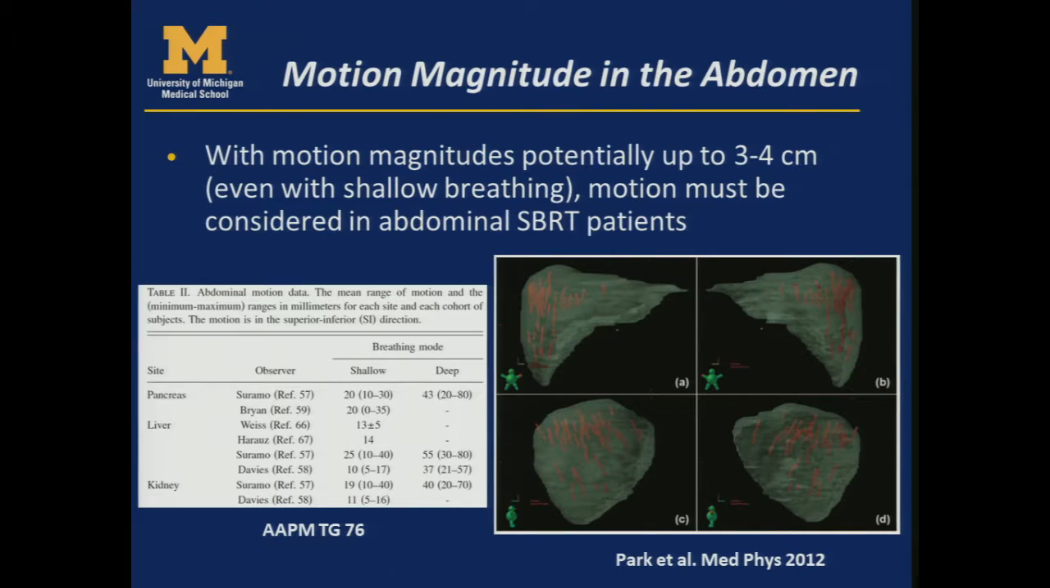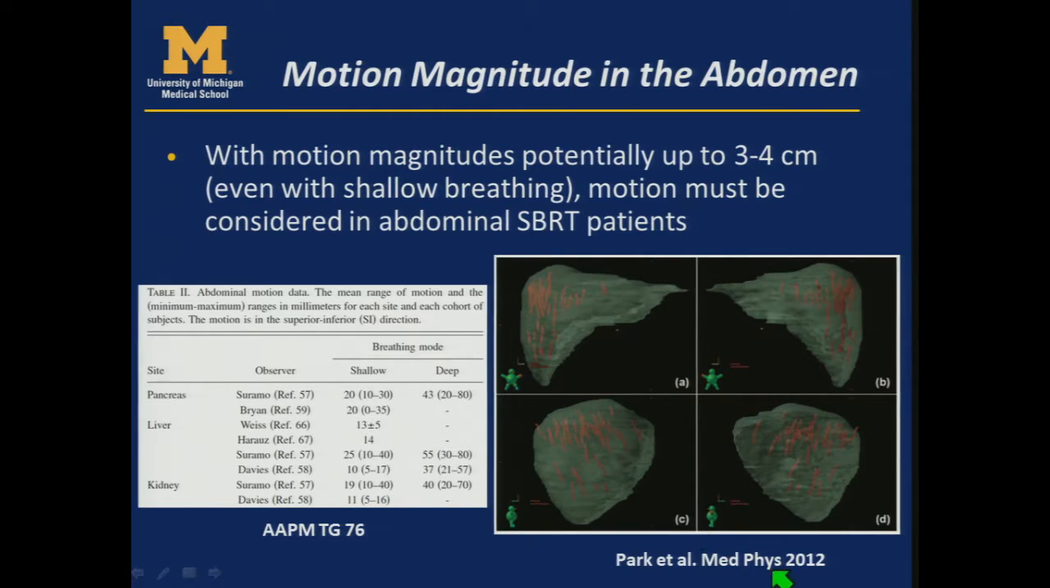Let's see. Okay. So we know that there's a lot of motion in the abdomen. We can look at AAPM TG 76, where they've summarized some of the literature on motion magnitude, and we're seeing magnitudes up to 3 to 4 centimeters, even with shallow breathing in the abdomen. So we know that this is a really important issue and has to be considered for abdominal SBRT.